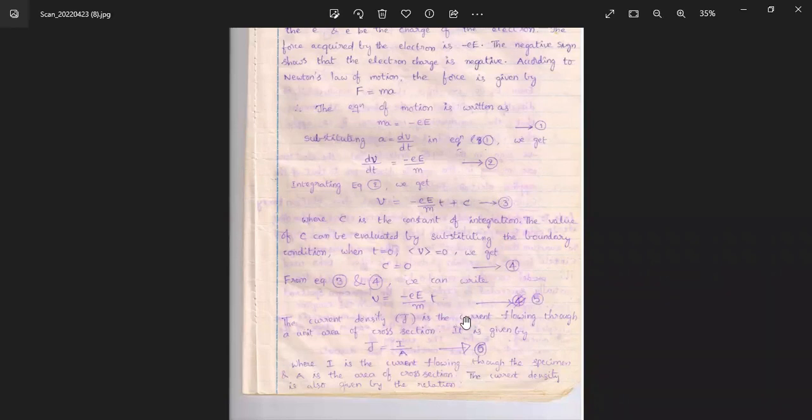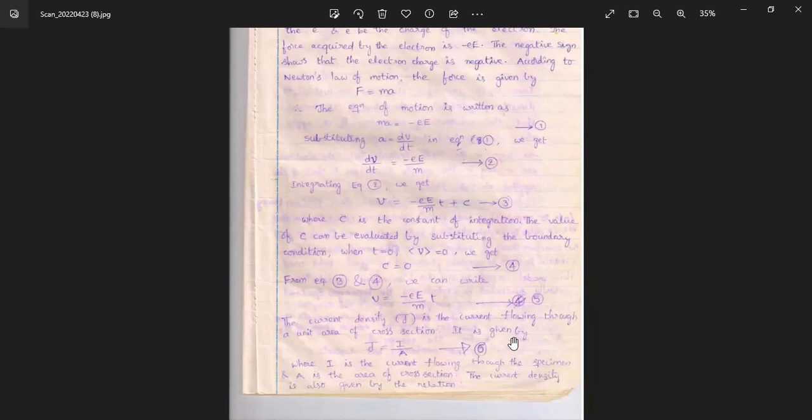The current density is the current flowing through unit area of cross section. How much current is flowing through the unit area of the cross section of the material? That is actually current density J. J is equal to I by A, current per unit area of the material. The current density is also given by this relation: J is equal to minus NeVd.